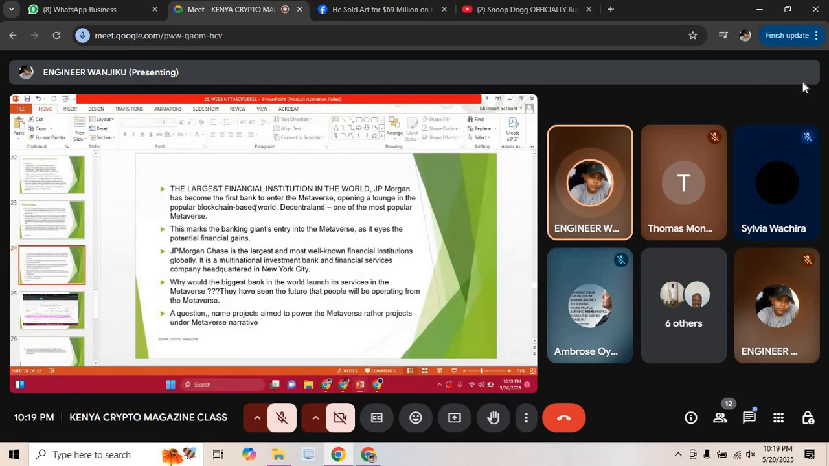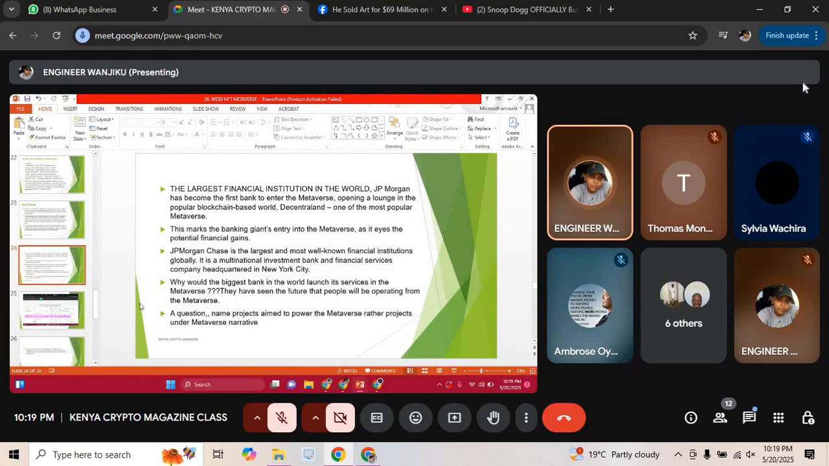JP Morgan Chase is the largest and most well-known financial institution globally. It is a multinational investment bank and financial services company headquartered in New York City. So why will the biggest bank in the world launch its services in the metaverse? They have seen the future and that most people will be operating from the metaverse.